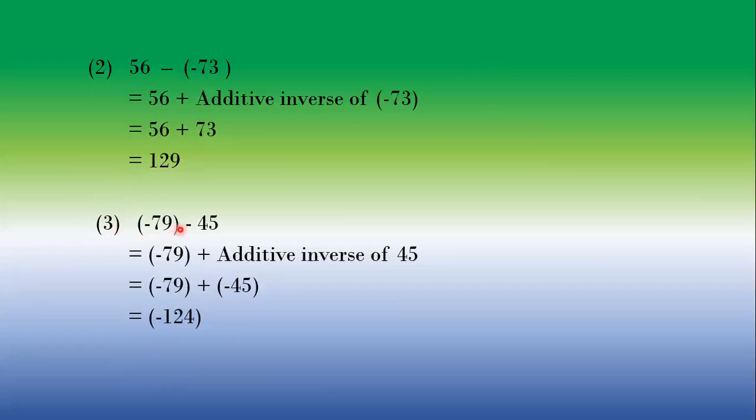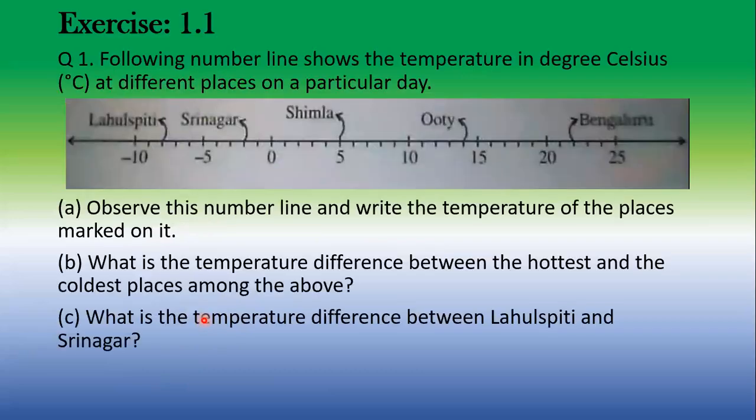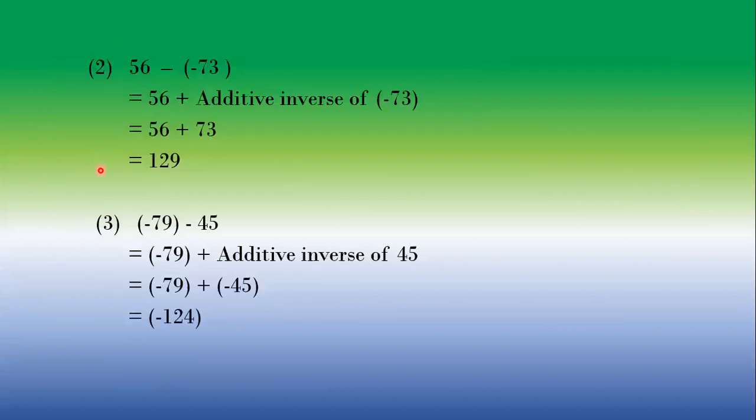The next example, minus 79 minus 45. We will change it to minus 79 plus the additive inverse of 45. The first number will not be changing. See, the sign also will not change for the first integer. So minus 79 plus minus 45. Both the integers are negative. So only add the absolute values and give the negative sign. It's equal to minus 124.